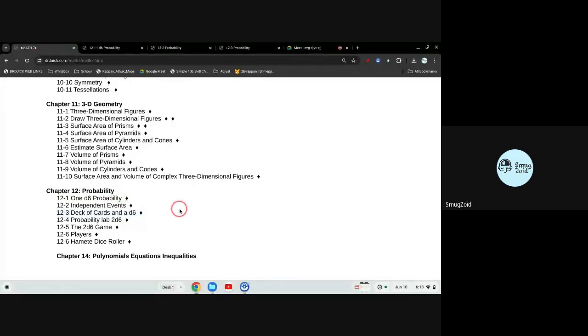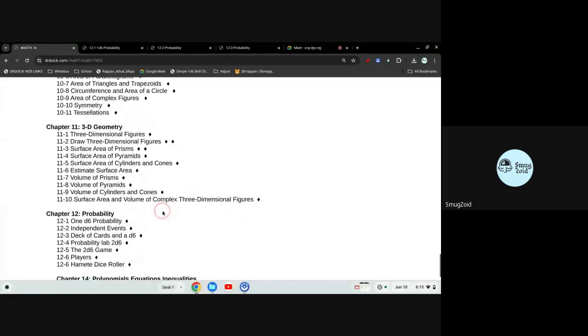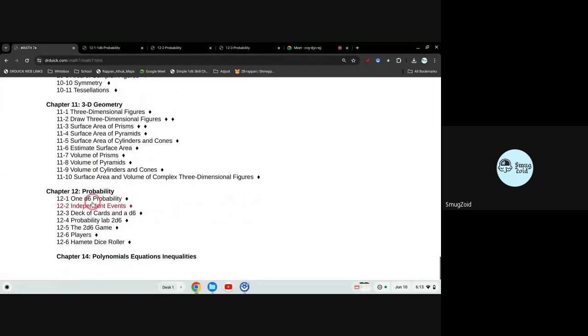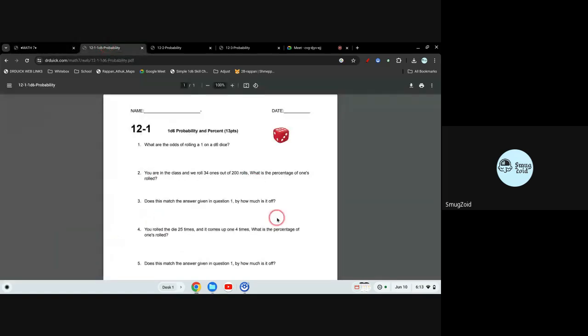So I want to explain just a little bit in this section called probability. Enough to get you started on 12-1, 12-2, and 12-3. 12-4 is a probability lab, and it's going to take quite a bit of time. And then, of course, you've got the game for doing it. But let's start with 12-1, okay?